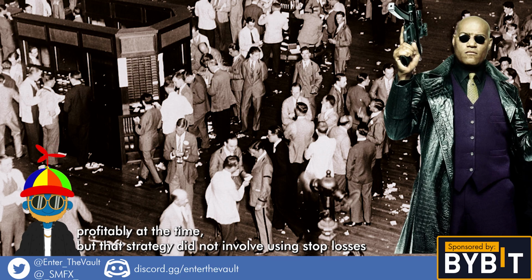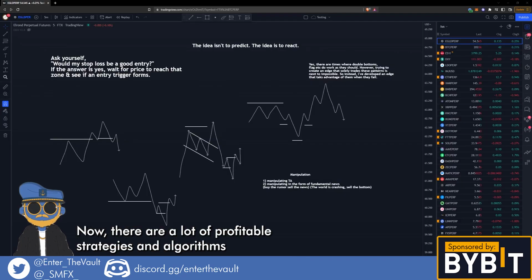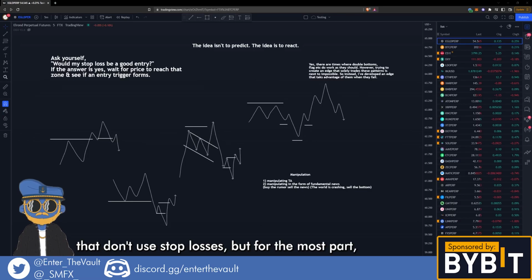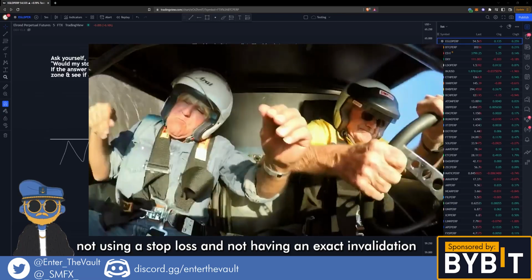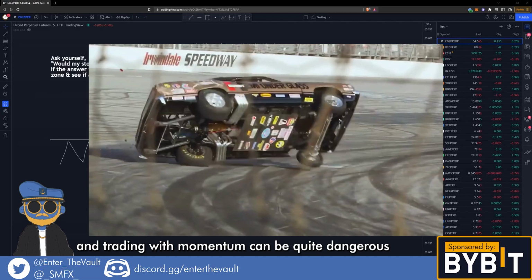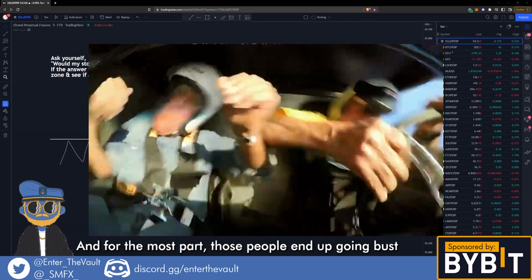But that strategy did not involve using stop losses. Now, there are a lot of profitable strategies and algorithms that don't use stop losses, but for the most part, if you're a manual trader and you trade intraday, not using a stop loss and not having an exact invalidation and trading with momentum can be quite dangerous. And for the most part, those people end up going bust and not making any money.